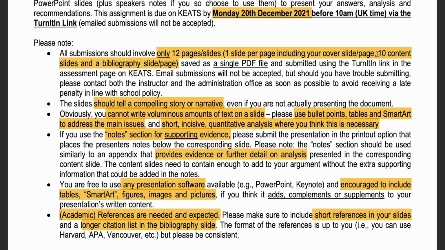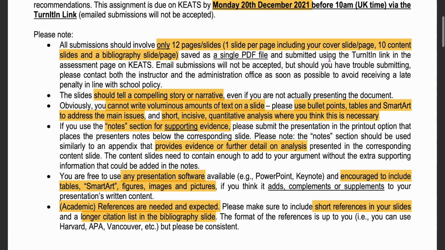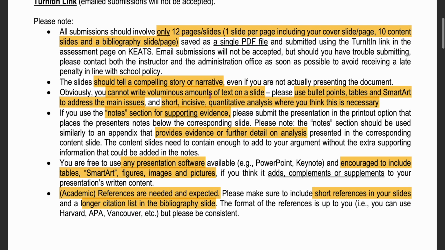So the cover page is also considered one page, and your bibliography, which is your citations, has one entire dedicated page at the end. It has to be a single PDF, and so on. You can pause and read through this.